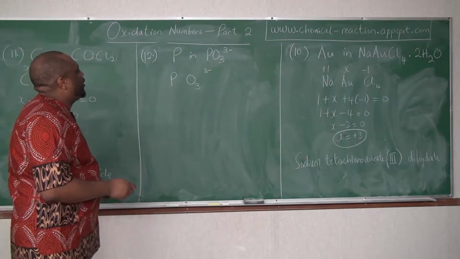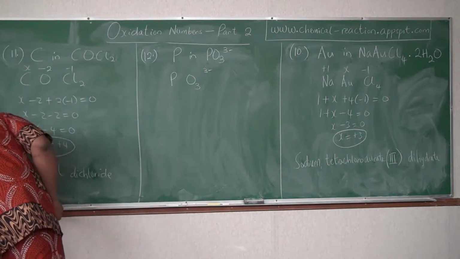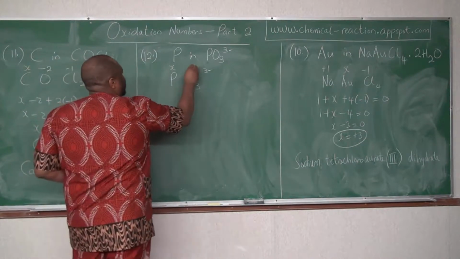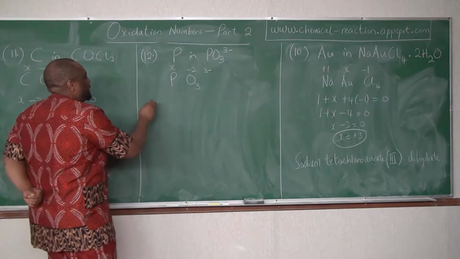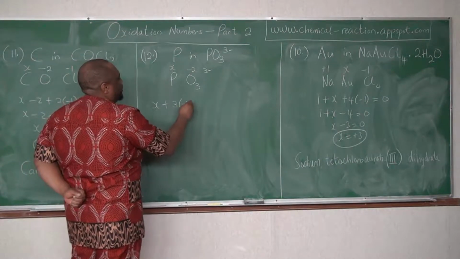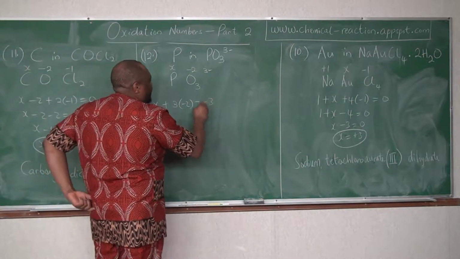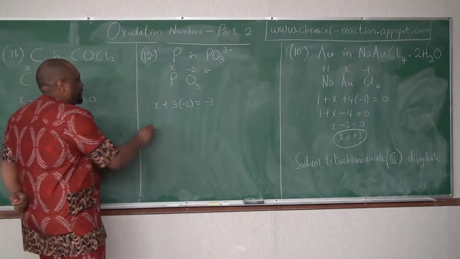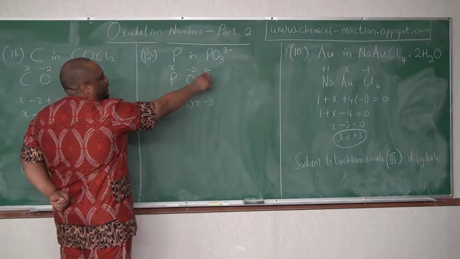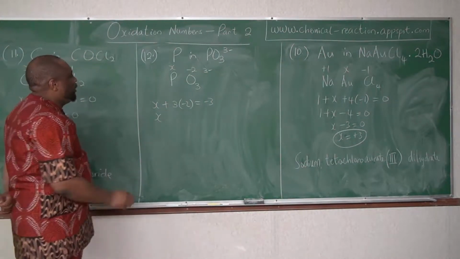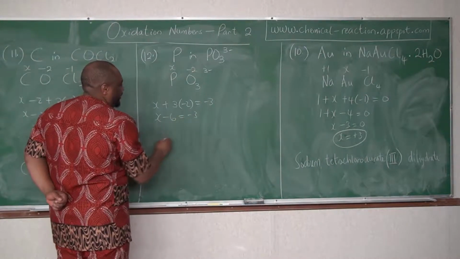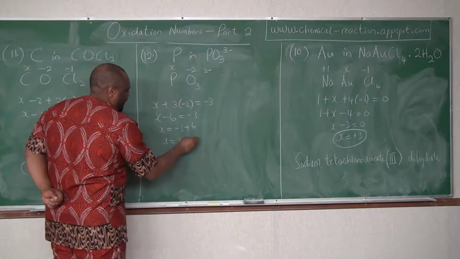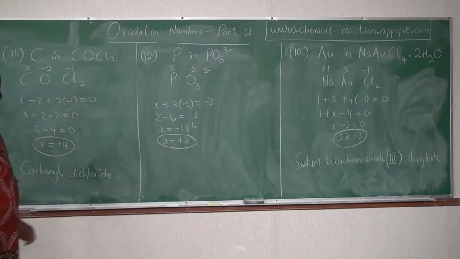So let the oxidation number of phosphorus be X. That of oxygen is -2. So this will give us that X plus 3 times -2 is equal to -3, because this is equal to the charge on the ion. So X minus 6 is equal to -3. X is -3 plus 6. X is +3.